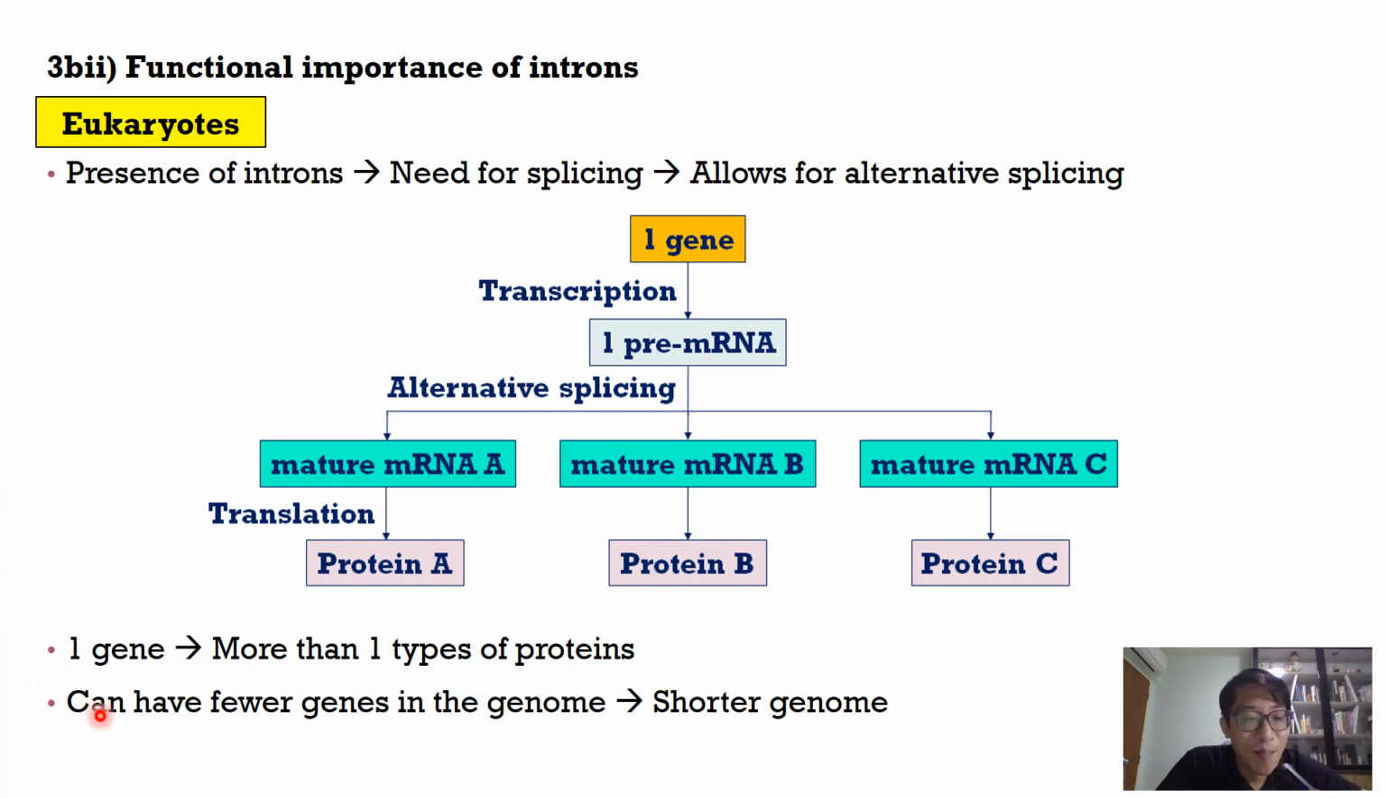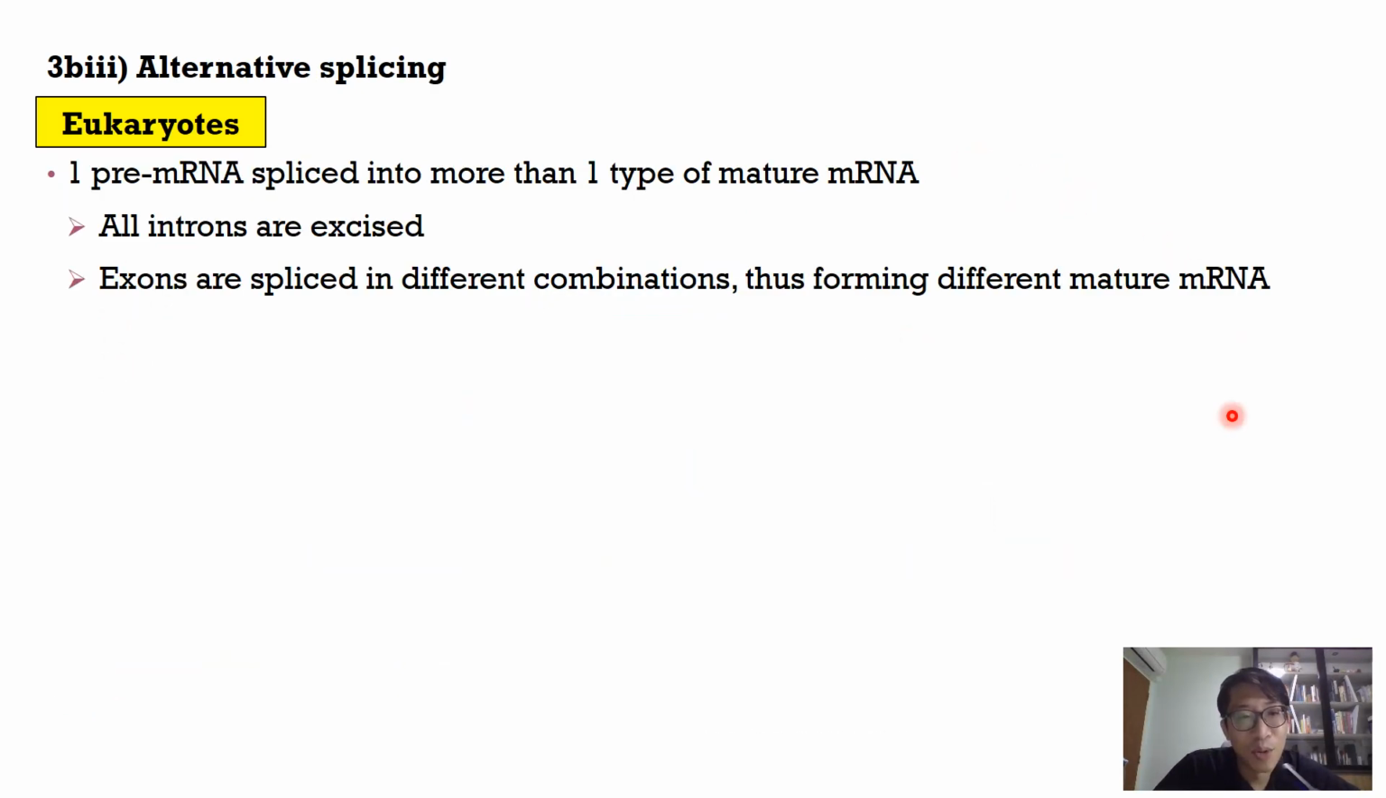And that means that we can have fewer genes in the genome, which makes the genome shorter, which allows it to be packed into the nucleus, which allows the genome to be protected, and so on. So even though introns themselves may not have a function, their presence allows for alternative splicing, which is important. Now we look more closely at the process of alternative splicing.